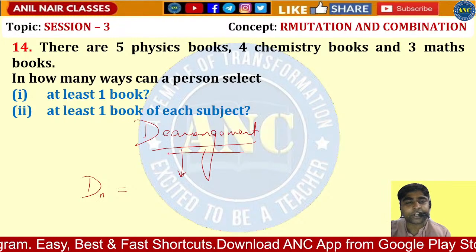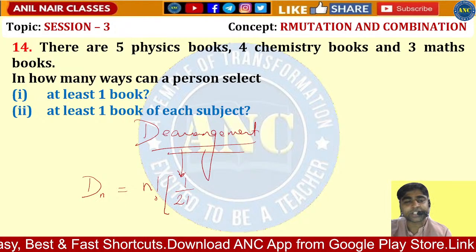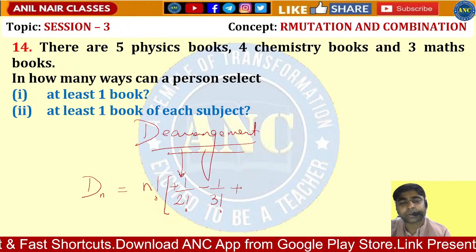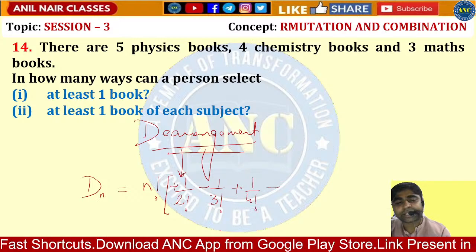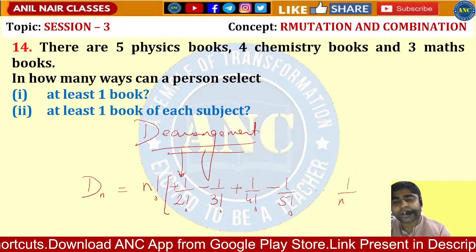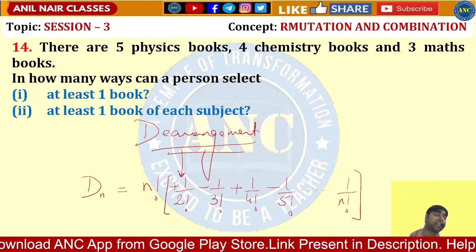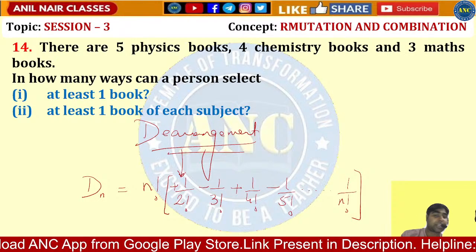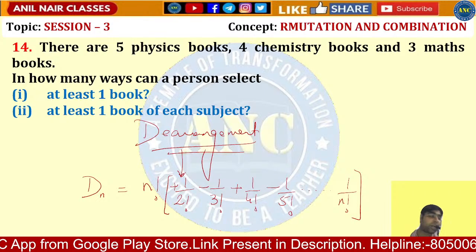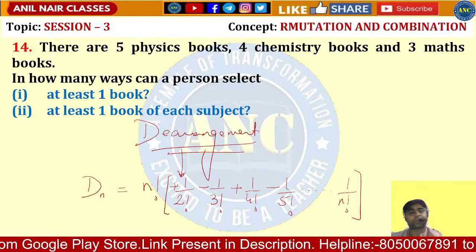So the total arrangements are going to be n factorial multiplied by, the first would be 1 upon 2 factorial in positive, next negative, then positive, then negative, and so on till 1 upon n factorial. It would totally depend upon the value of n. If the value of n is even, then the last one would be a plus sign. If the value of n is odd, then the last one would be a negative sign. Okay, so this is the formula of derangement.